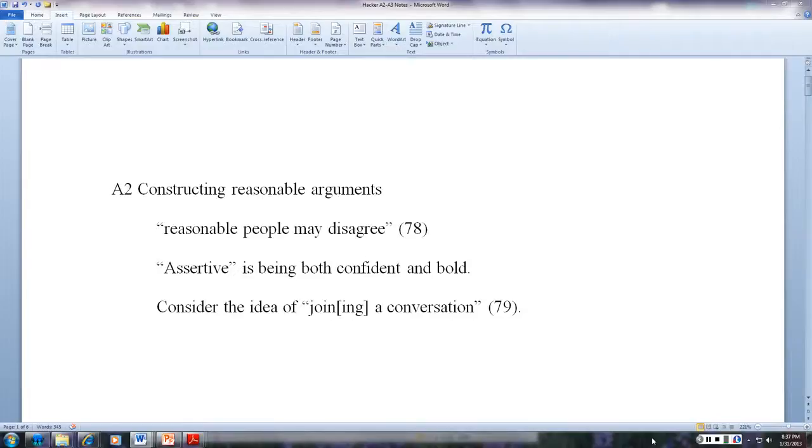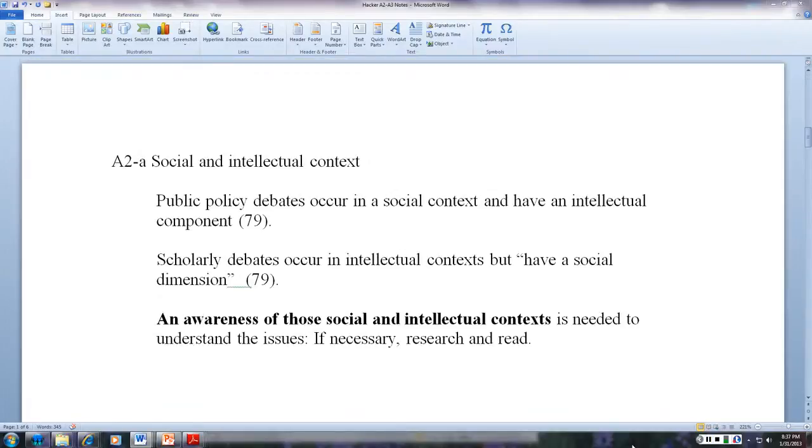In order to join a conversation, you need to know where the participants are when you enter. And when Hacker and Summers discuss entering into that conversation, they talk about the context, the social context and the intellectual context. Public policy, how we make laws, rules, what we do to treat each other with respect, are decisions that are made in a social context, and they have an intellectual component. That is, there is rational, reasonable thought that goes into making those policies and decisions.